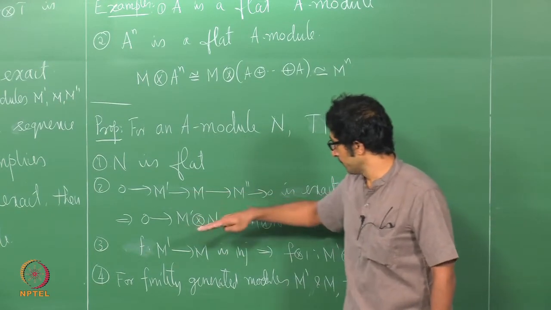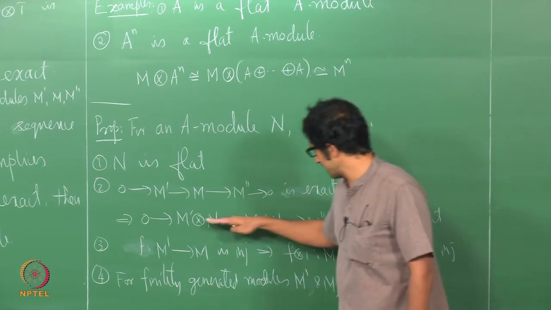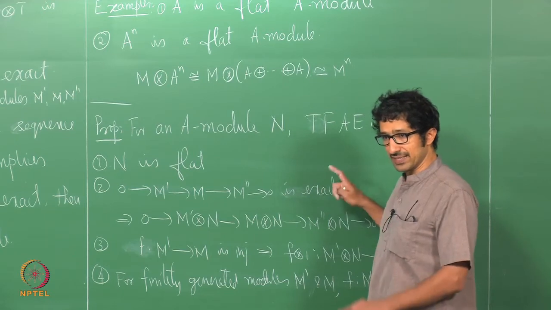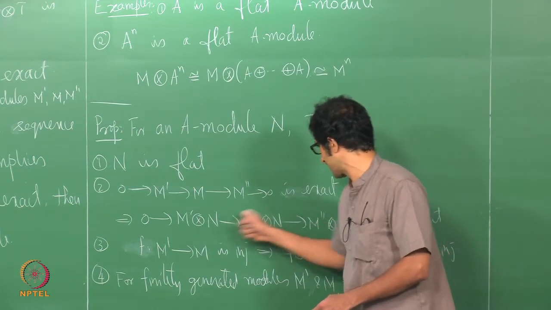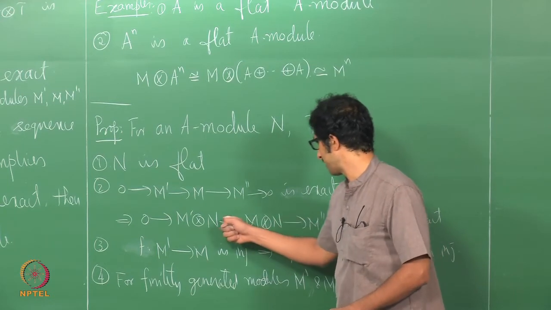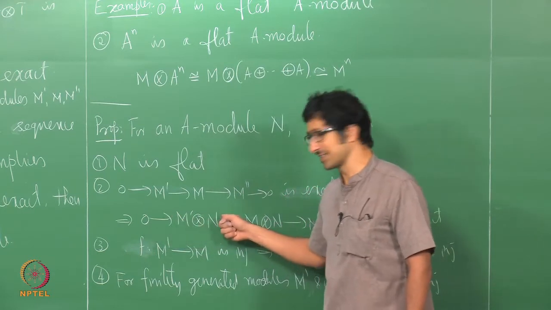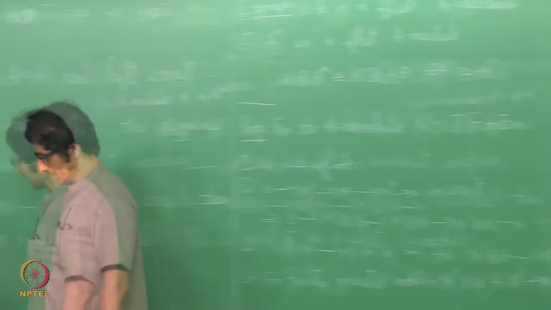Now, to prove 2, suppose this is given. Now, we look at this corresponding exact sequence. The right exactness of the tensor product says that this is surjective and kernel of this map is equal to image of this map. So, the only remaining thing is whether this is injective or not, that is given by this third statement.